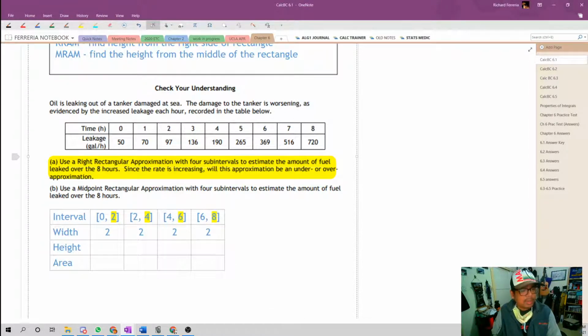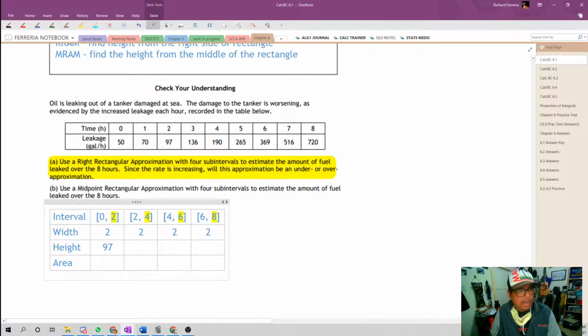and we'll evaluate the function at each of those highlighted numbers. So at t equals 2, the leakage rate is 97 gallons per hour. At t equals 4, the leakage rate is 190 gallons per hour. At t equals 6, the leakage rate is 369. And then at t equals 8, the leakage rate is 720.